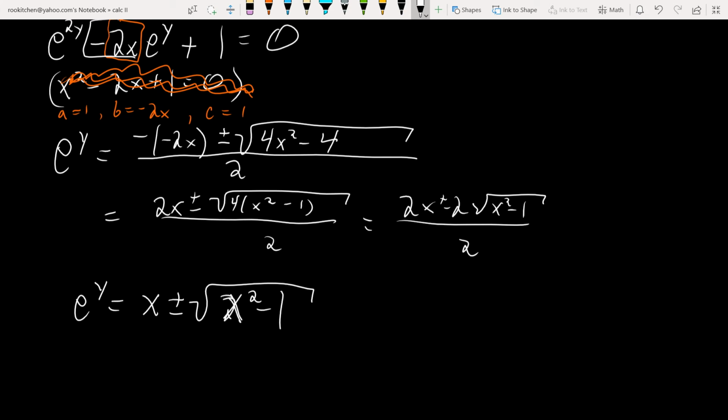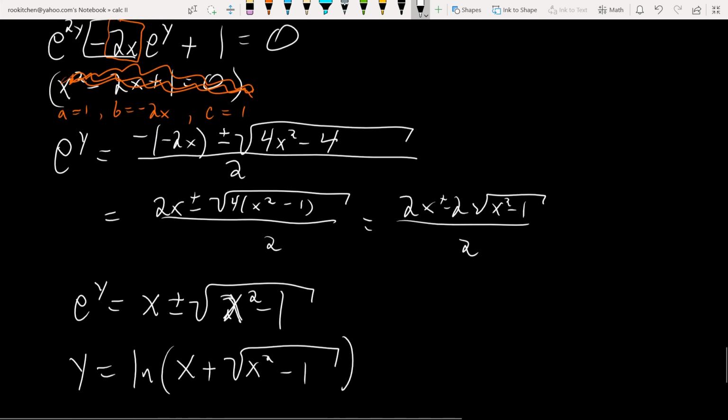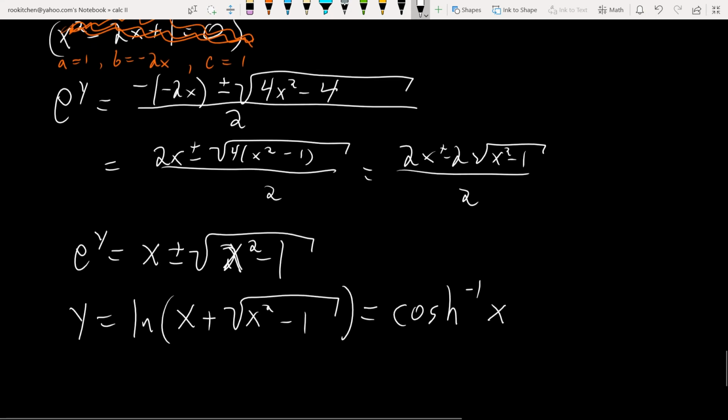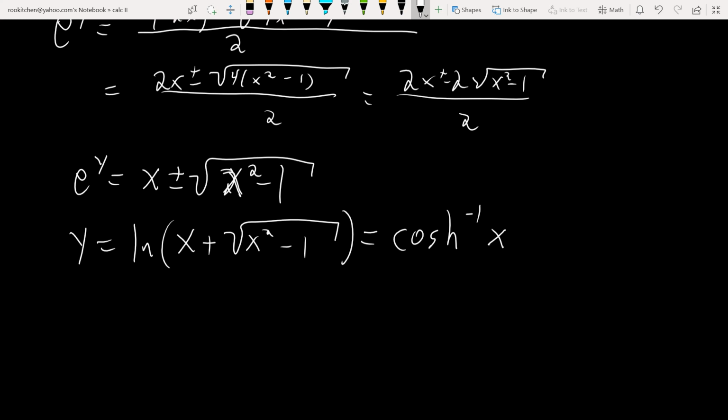And then we can take the natural log on both sides, and you get y equals the natural log. And because of the restrictions, you can only have positives in natural logs, so it'll end up being x plus the square root of x squared minus 1. Okay? So yes, the inverse of a hyperbolic is a logarithmic expression.